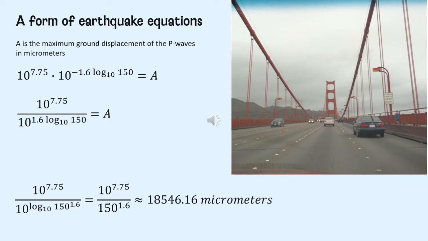18,546.16 micrometers. A micrometer is a millionth of a meter. And so with this earthquake of magnitude 7.6, 150 kilometers from the epicenter, the P waves had a maximum displacement of 0.01854616 approximately as the measure in meters.